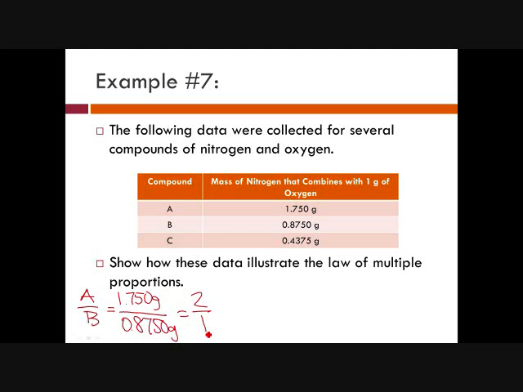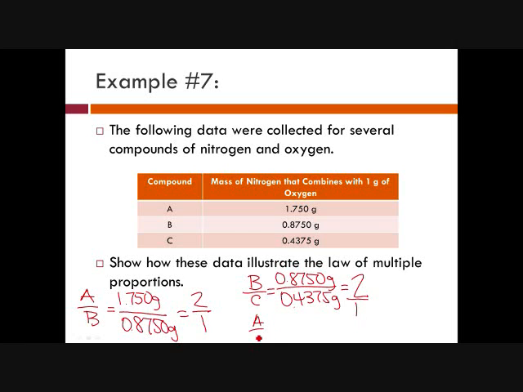Now let's compare B and C. If we take B on top because it's bigger, 0.8750 divided by 0.4375, what do you get? Same thing, 2 again. So B is twice as big as C. If A is twice as big as B, and B is twice as big as C, what do you think the ratio is of A to C before we try it? 4 to 1. Let's prove it to make sure.